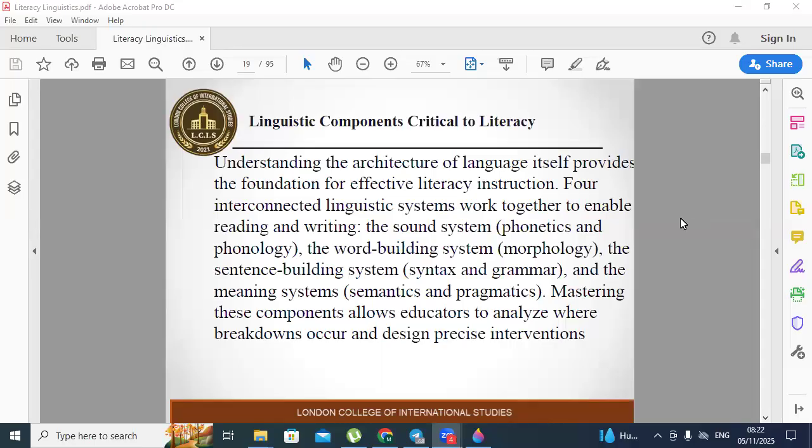Without linguistic knowledge, teachers may vaguely describe students as having trouble with reading. With linguistic knowledge, they can specify this student has strong phonological awareness and decoding skills, but limited morphological knowledge, making multi-syllabic word reading difficult. That precision guides intervention.